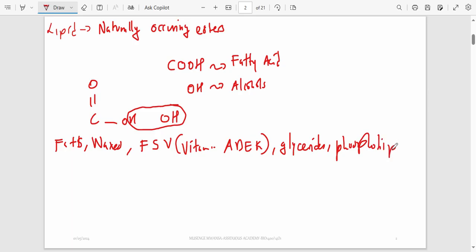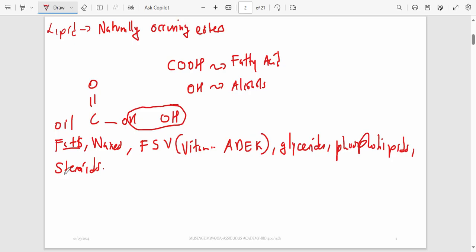By the end of the session, this is what we're going to look at. Phospholipids, you also have what we call steroids. So we are going to study all these. We're going to study the fats. I've not also included the oils, the waxes, fat soluble vitamins, glycerides, phospholipids, and steroids.